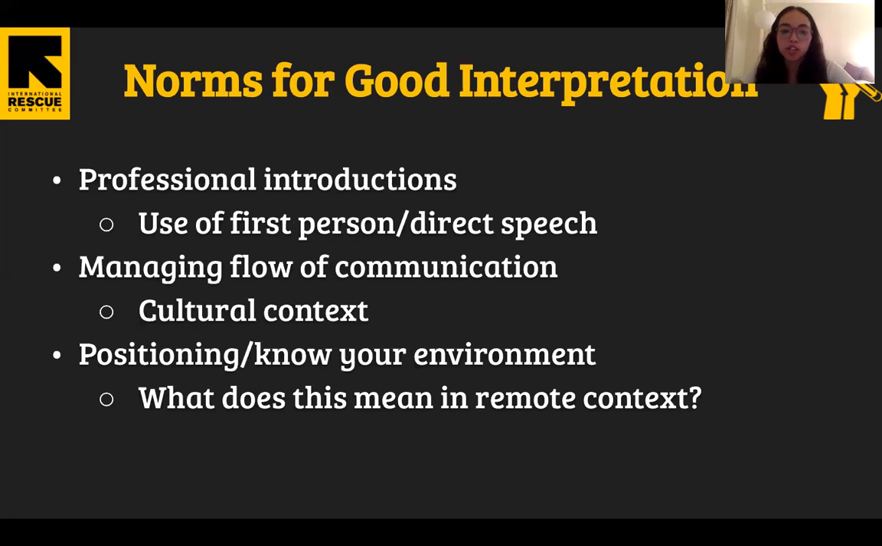Norms for good interpretation. We will review how to do professional introductions and the importance of using first person or direct speech, how to manage the flow of communication, while still having this cultural context lens in mind, and positioning and knowing your environment in this remote context.